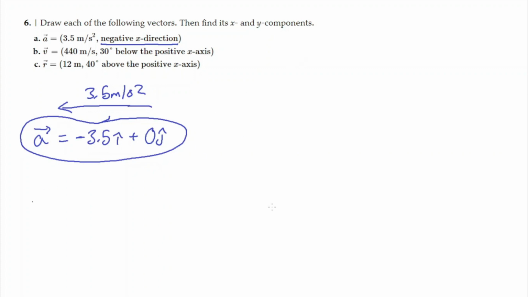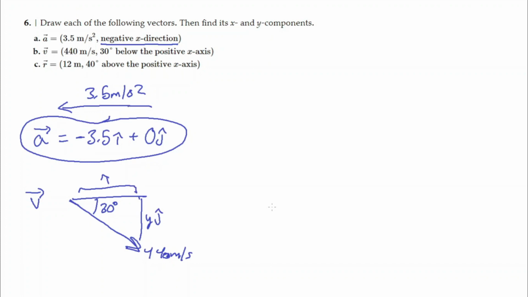But now let's look at vector v. So vector v, or velocity vector even, is going to be 440 meters per second, 30 degrees below the positive x-axis. So we're going to have it go at something like that. So this is going to be 30 degrees, and this is going to be going at 440 meters per second. So think of the hypotenuse as equal to 440. And now we need to find this, which would be our y component, and then this, which would be our x component.